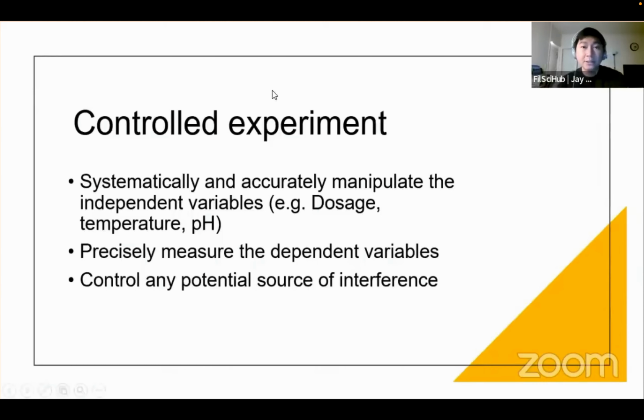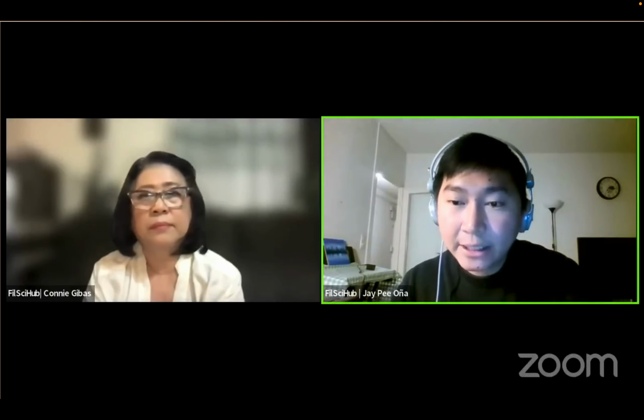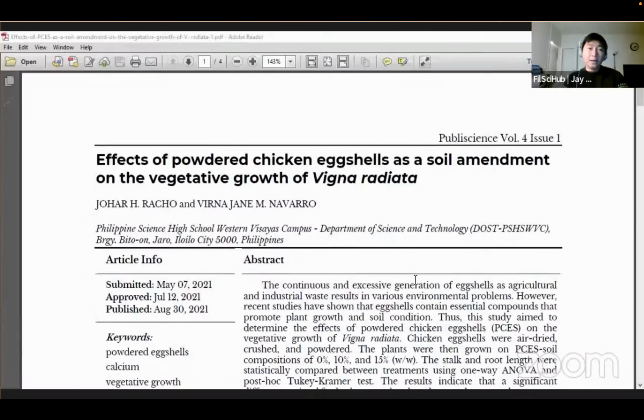And let me just stop sharing and give an example. I just found this in the web. This is a study published in PubliScience. I think this is a local journal in the Western Visayas.